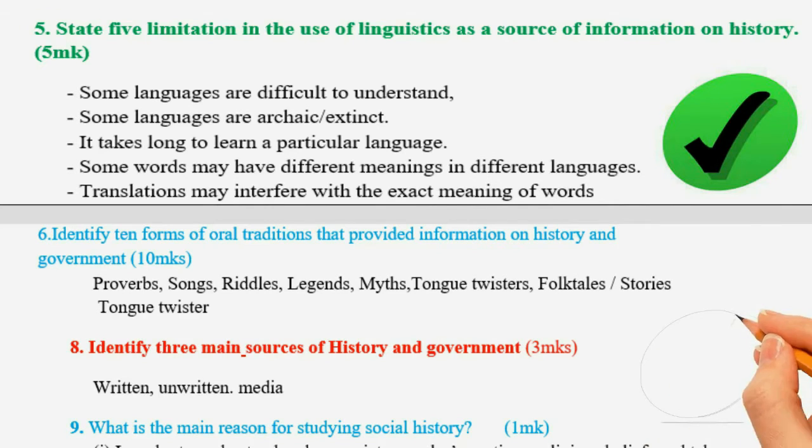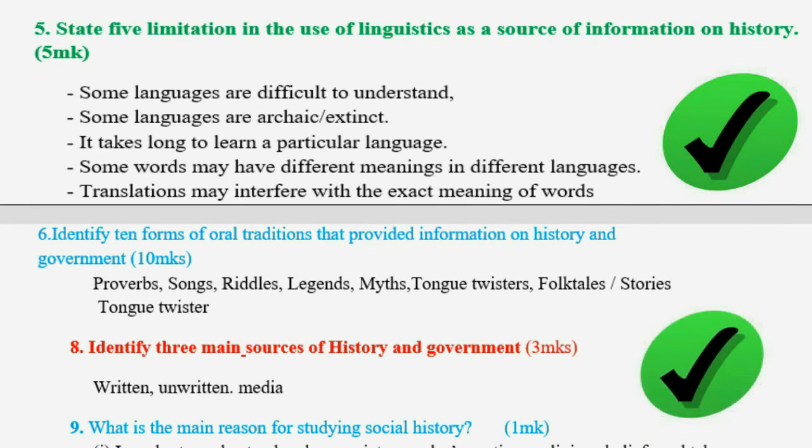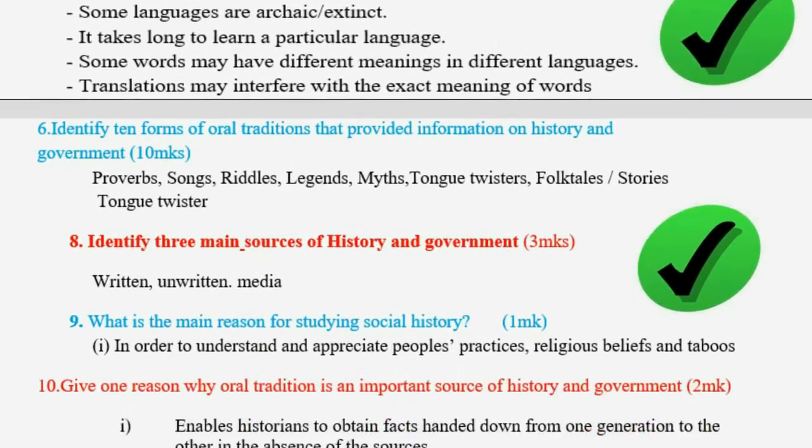Identify 10 forms of oral traditions provided in history. We have proverbs, songs, riddles, legends, myths, tongue twisters. Identify 3 main sources of history and government. We have written, unwritten, and media.